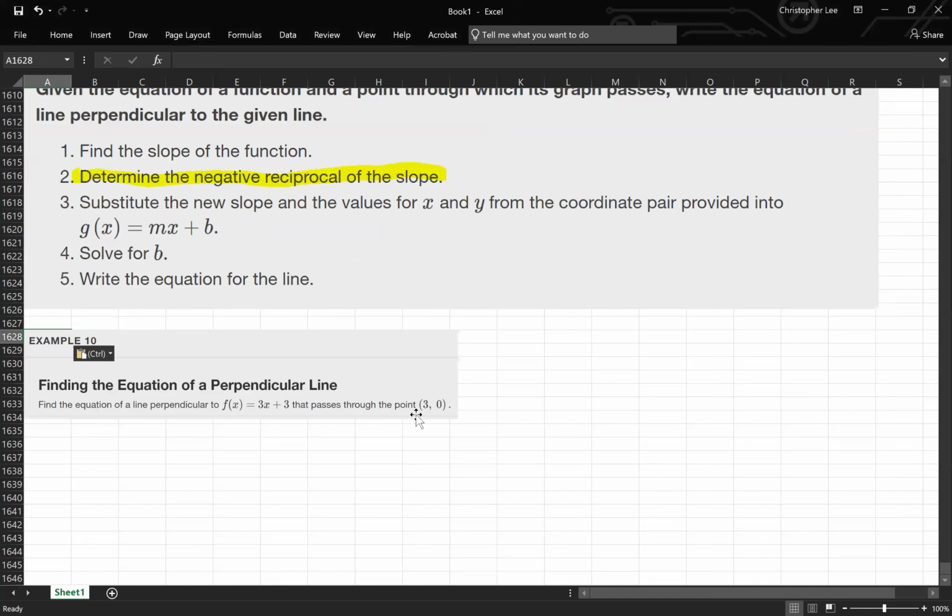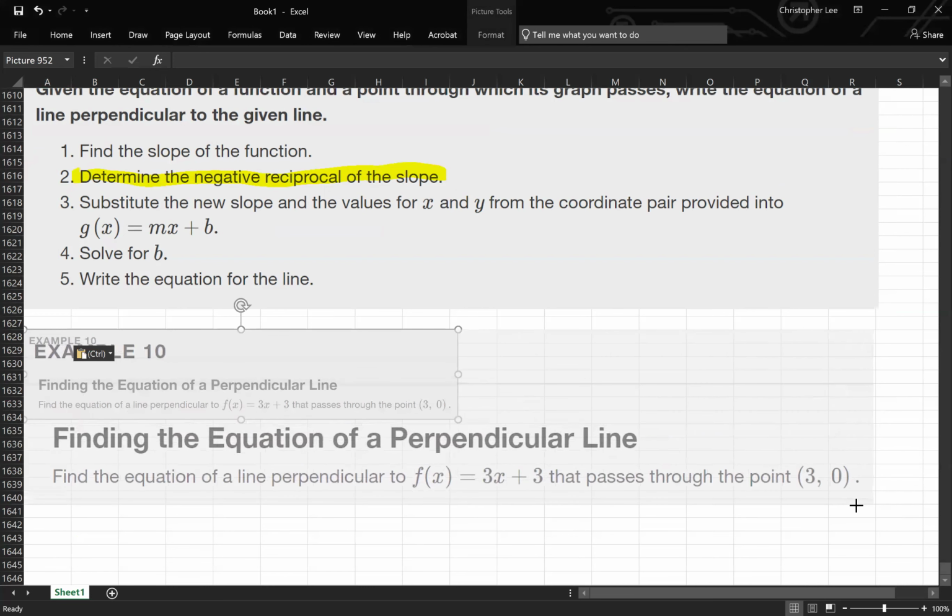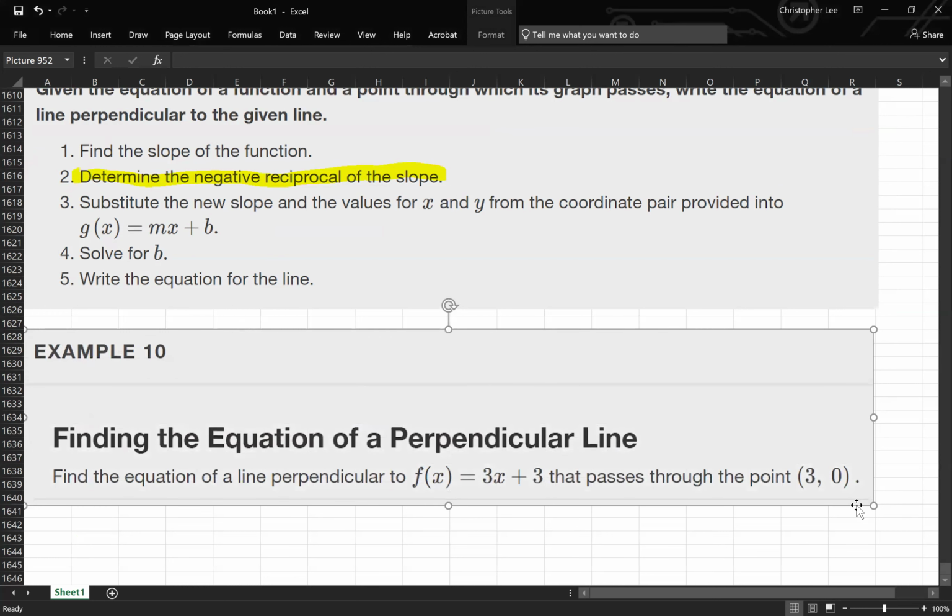What about the answer to this one? It says find the equation of the line perpendicular to f of x is equal to 3x plus 3 that passes through the point 3 comma 0. Find the negative reciprocal, plug in that value, get your b, rewrite the equation of the line. Give you all a minute to do that.